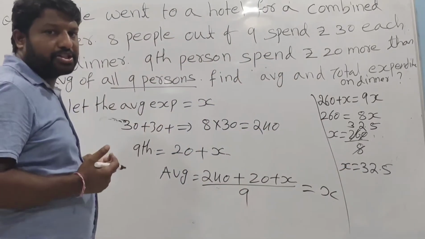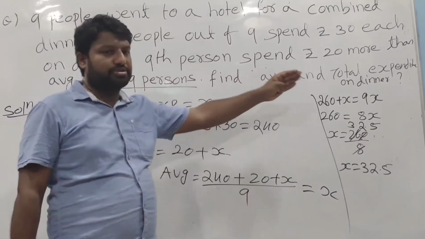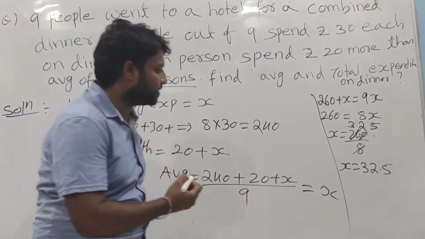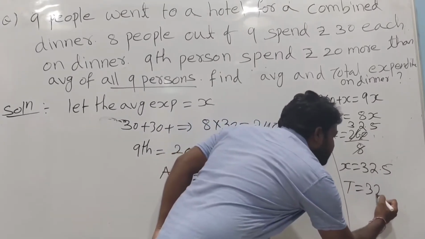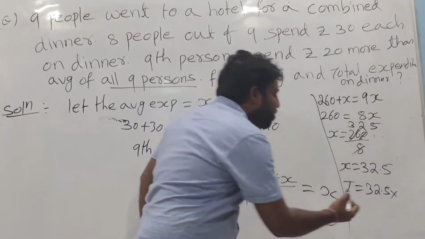Now total expenditure means what? Total expenditure means average into number of observations. Total means total of sums. So total means average into number of observations. Average is 32.5 into total number of observations. How many observations are there? How many people are there?